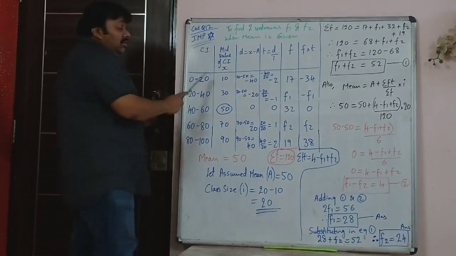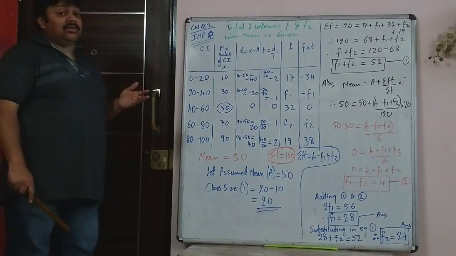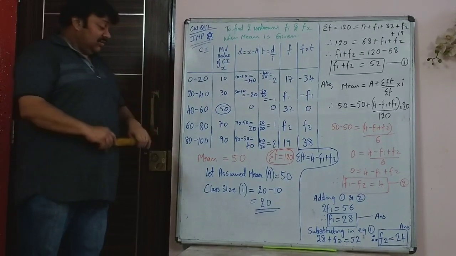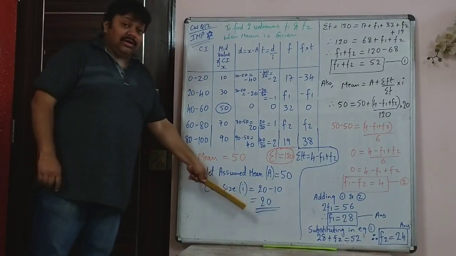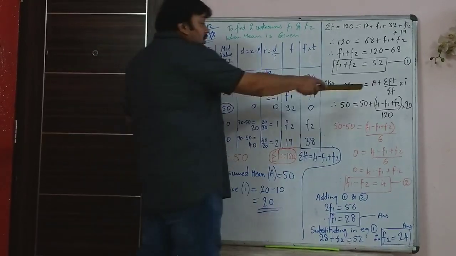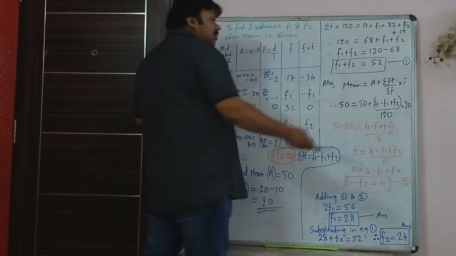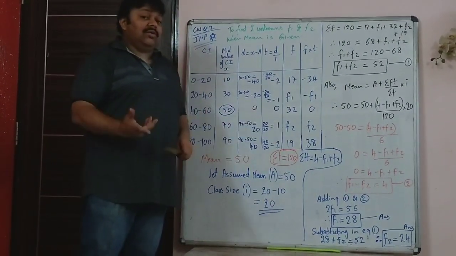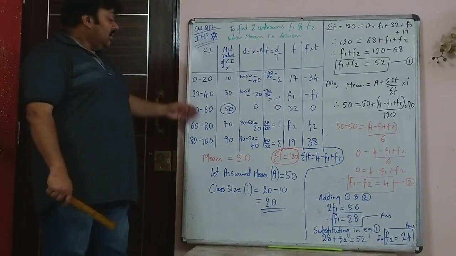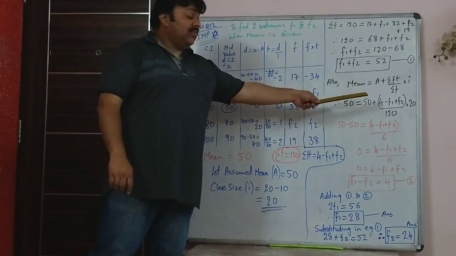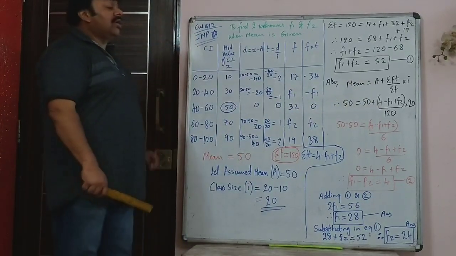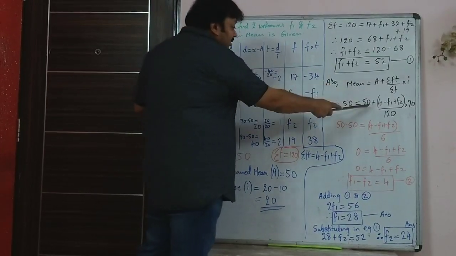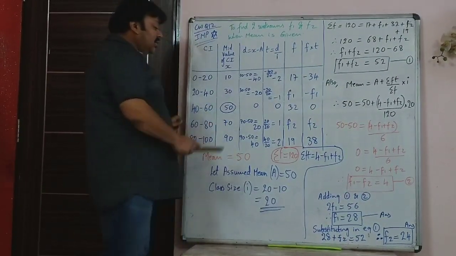Class size, please be careful, don't blindly write the class size as 10. It could be 5, in this case it is 20. Many times I have seen that even if you write 20 here, sometimes when you use it in haste, you write it as 10. Because in most of the sums you have class size 10, that doesn't mean that in every sum the class size is 10. Here the class size is 20, so please make sure that you write it properly and do the calculations properly. So your 50 is the assumed mean, you have taken assumed mean as 50.